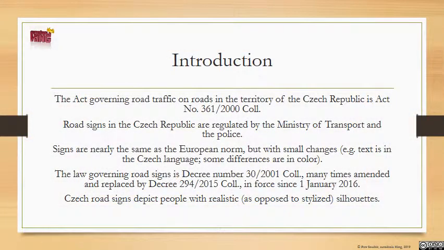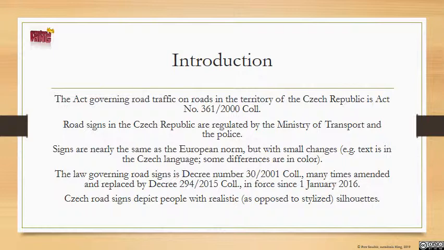The act governing road traffic on roads in the territory of the Czech Republic is Act No. 361/2000. Road signs in the Czech Republic are regulated by the Ministry of Transport and the police. Signs are nearly the same as the European norm, but with small changes. For example, text is in the Czech language, some differences are in color.